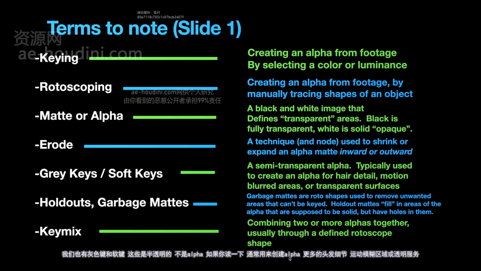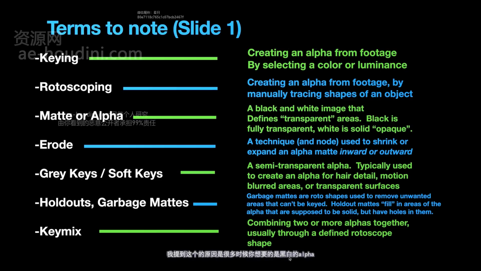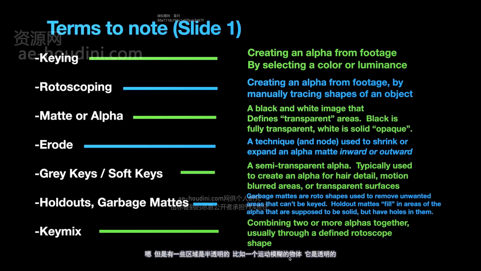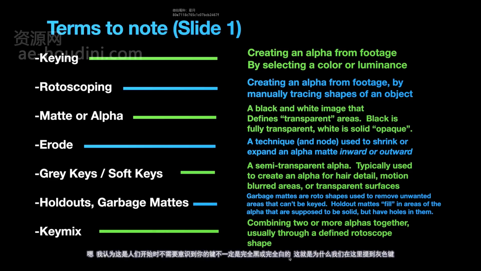We also have gray keys and soft keys. These are semi-transparent alphas, typically used to create an alpha for more hair detail, motion blurred areas, or transparent surfaces. A lot of times you want that black and white alpha, but there are some areas that are semi-transparent, like a motion blurred object, which would be kind of see-through. So it's okay to have keys that aren't perfectly white or black, 0 or 1. I think people starting out don't necessarily realize that your key doesn't have to be perfectly black or perfectly white. That's why we bring up gray keys.